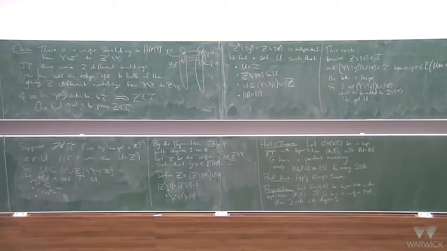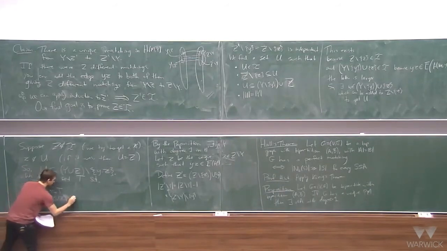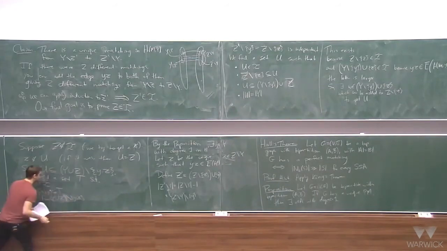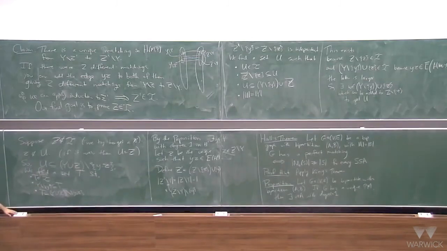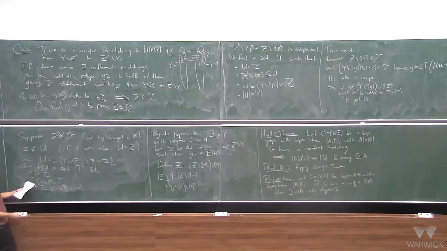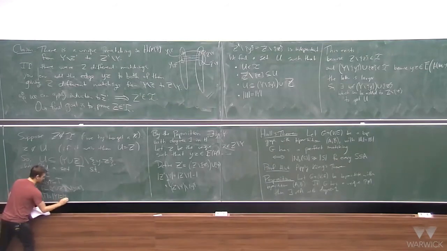T is contained in Y union Z minus little y and little z. And the size of T is the size of Y, which is, of course, the same as the size of U. I mean, all of these things have the same size.